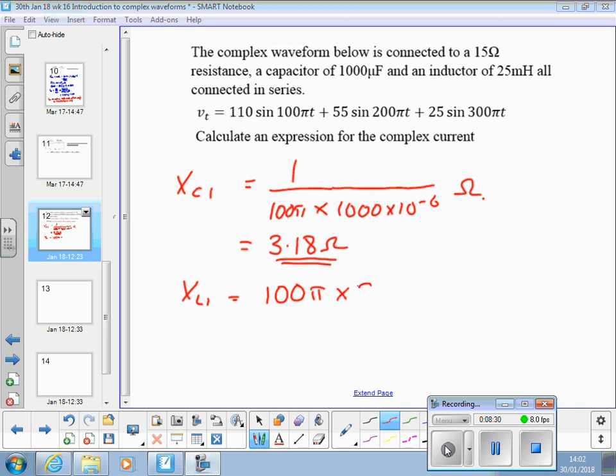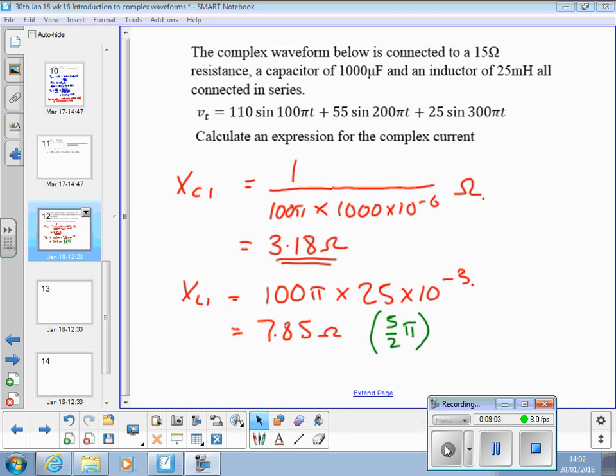100 pi times 25 times 10 to the minus 3 equals 7.85. Yep. There is an argument with that. I got 5/2 pi ohms, and I actually carried that through. So I didn't turn that into a decimal there. I left it at that value.